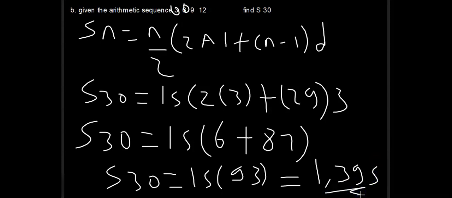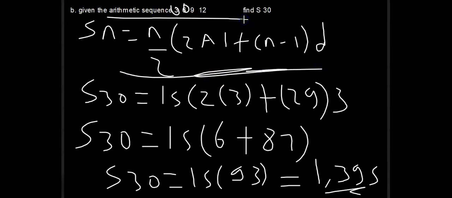It's so easy if you use this formula that I showed you. If you use this formula when you have this type of example, it will be easy for you, because all you have to do is substitute the D and the A1 and the N. Then you're going to get your last answer, which is 1,395. So this is all you have to do.